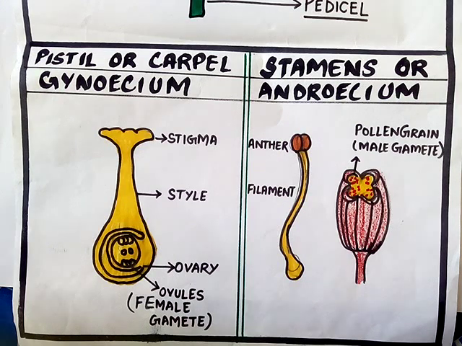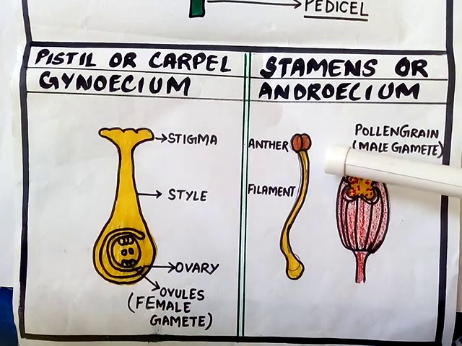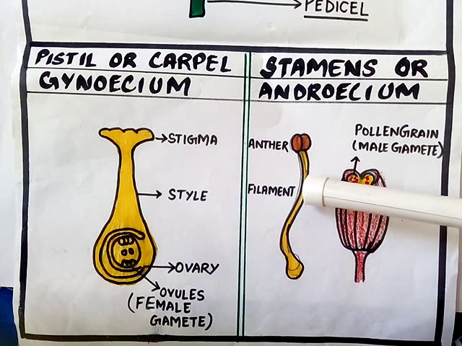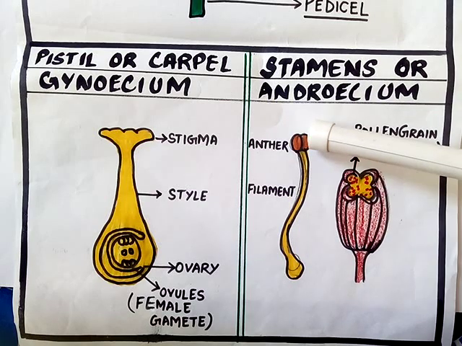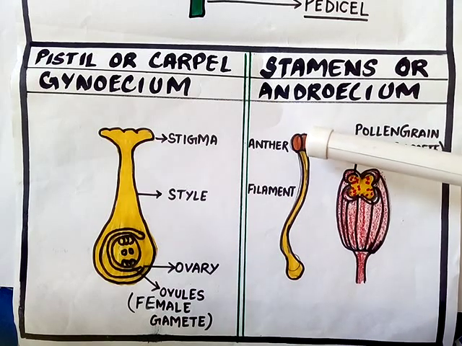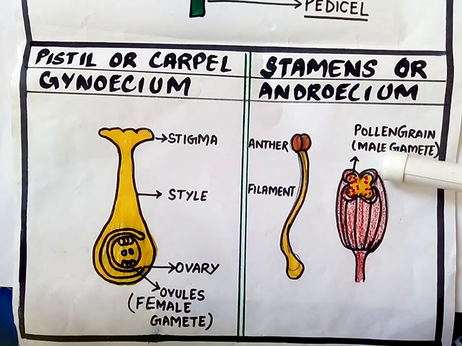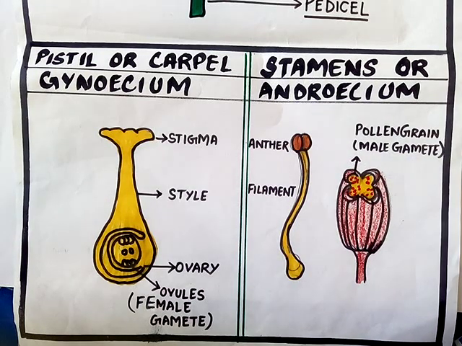Stamen. It is the third whorl of the flower. It is the male part of a flower. It consists of a thin stalk-like structure known as the filament, and the anther on the top. Each anther lobe contains pollen grains, which take part in reproduction.